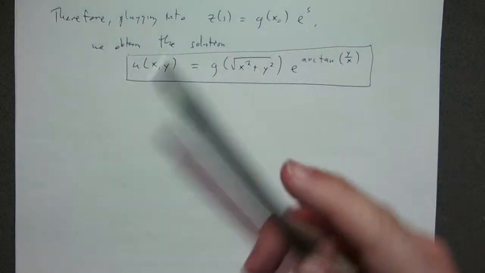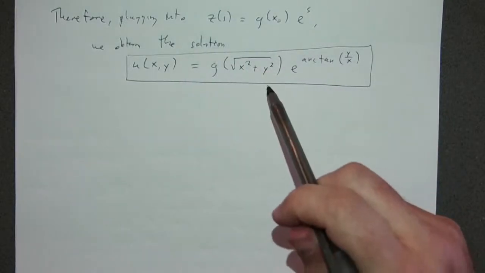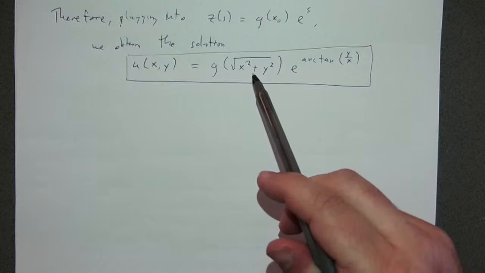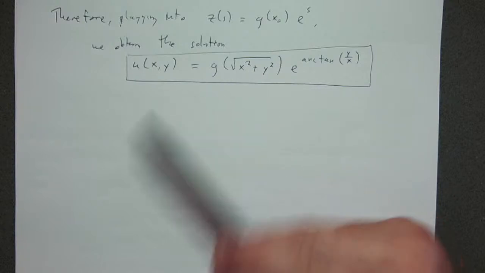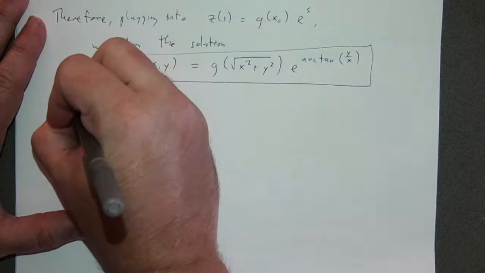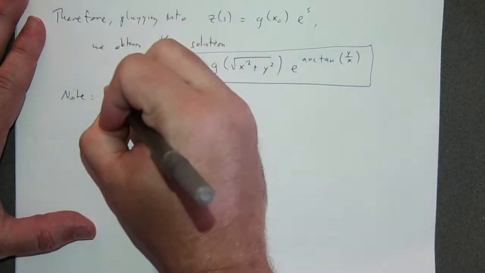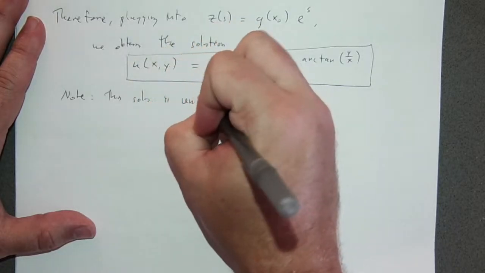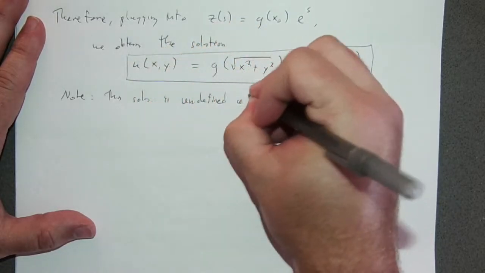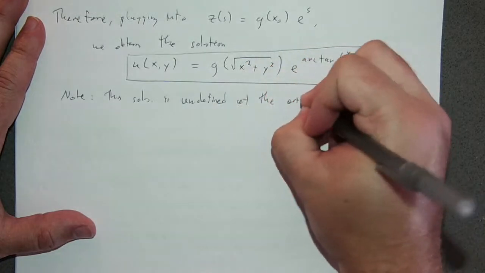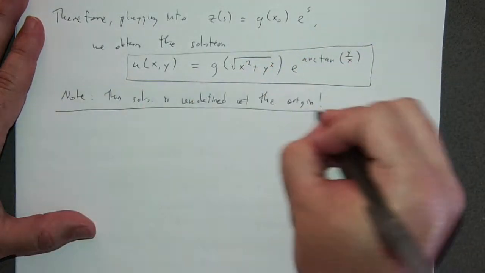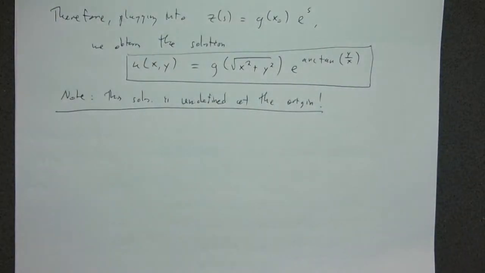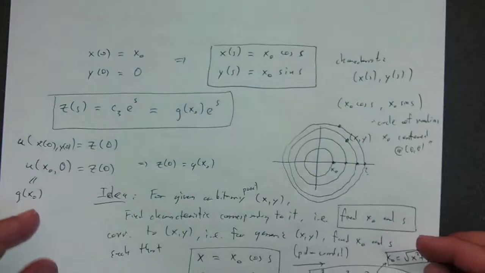One thing before I move on, though, is you can note that there is actually an issue with this solution at the origin, right? So note the solution is undefined at the origin. There's a couple of things to think about here. So one, what are the problems? If we're looking at the characteristics, then we notice a problem, right?